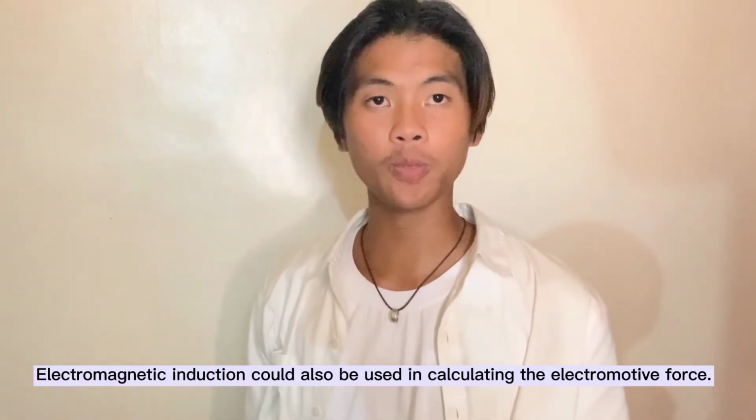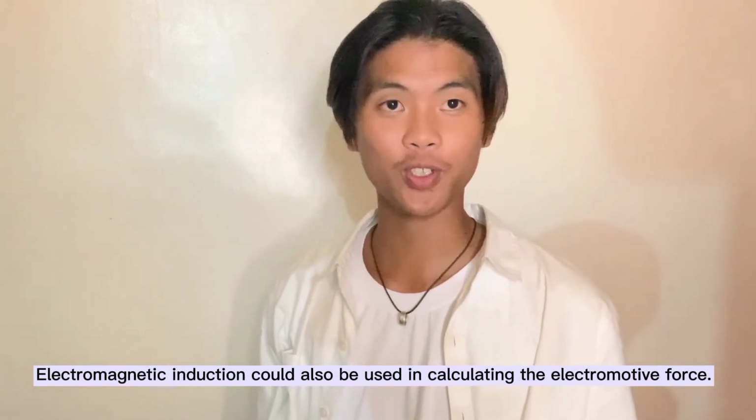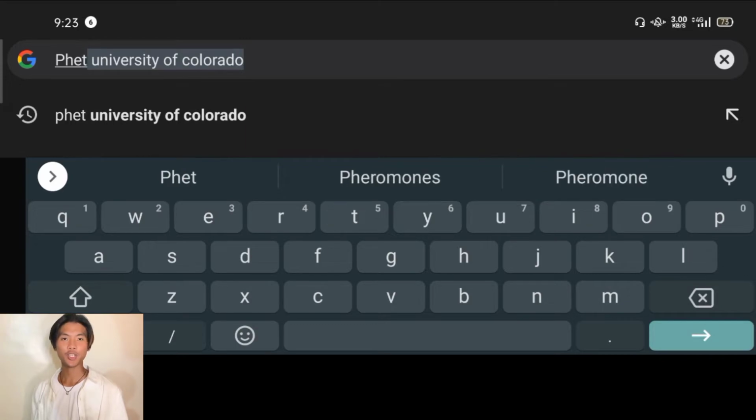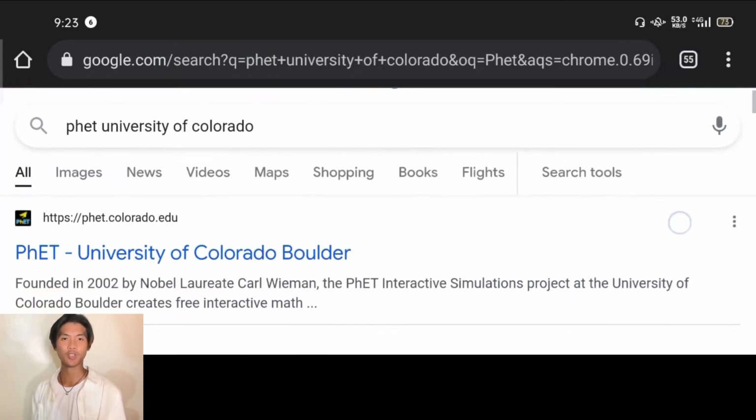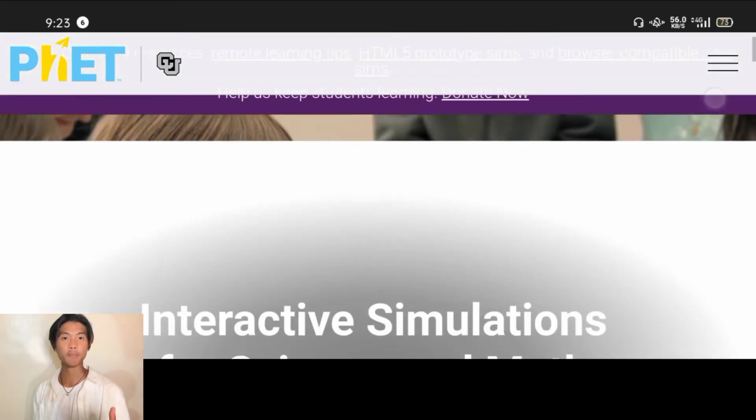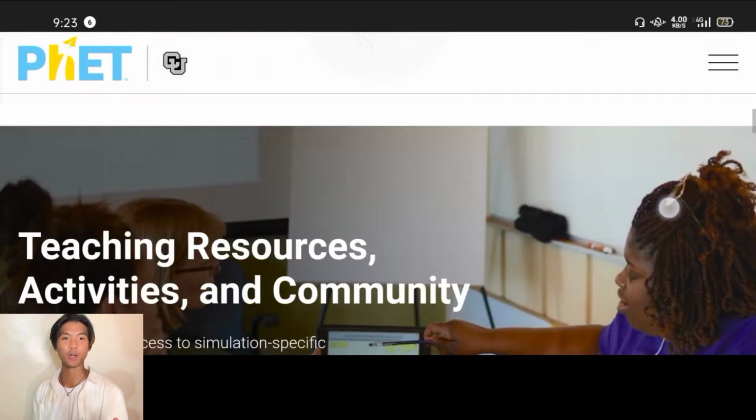Electromagnetic induction could also be used in calculating electromotive force, and the easiest way to demonstrate this is through PhET simulations. Search the web for the website PhET simulations on Faraday's law, and you can actually see manipulatable illustrations which can be used for electromagnetic induction problems. Here are a few sample situations.